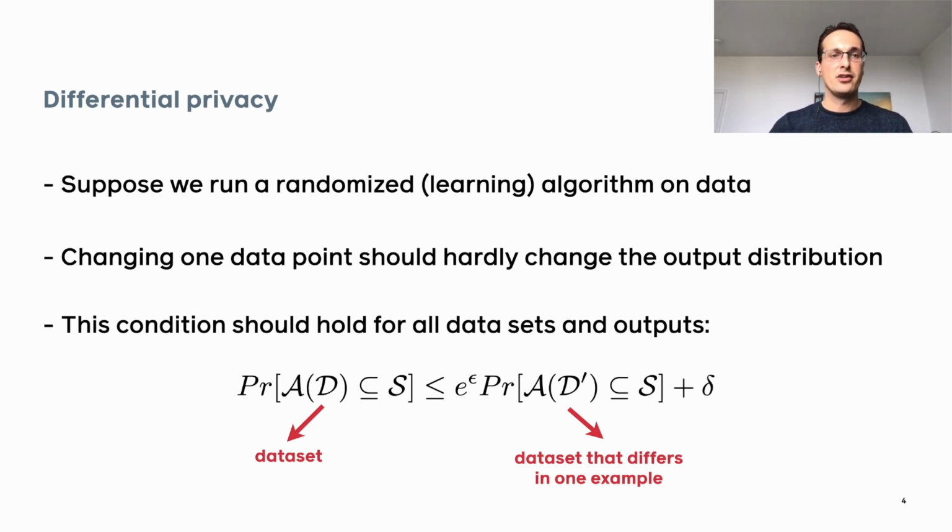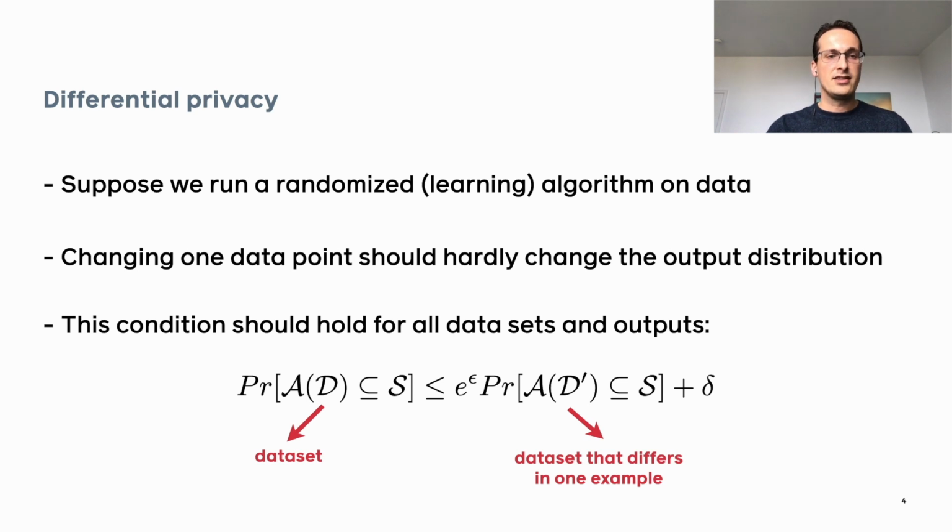Now what differential privacy says is that changing one data point should hardly change the output distribution of this randomized algorithm. And so this is formalized in the equation you see below, which says that for all datasets D and D prime, which are datasets that differ in only one example, and for all outputs, the output distributions should be very similar.